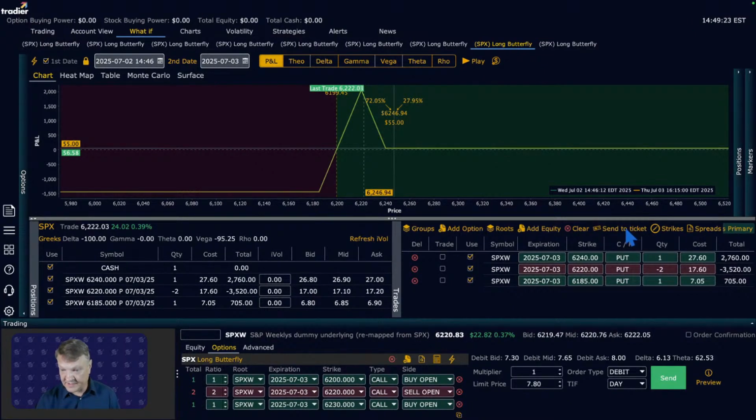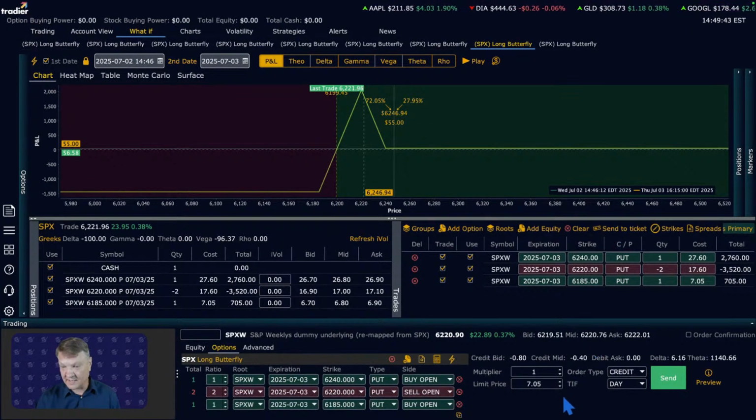So in this instance, if we're wrong and the market moves against us, okay. Oh, I got to check the boxes. Sorry. I'm going to have to talk to Lex and get these boxes checked so I don't have to do this all the time. That should be the default. So let's send it to the ticket.